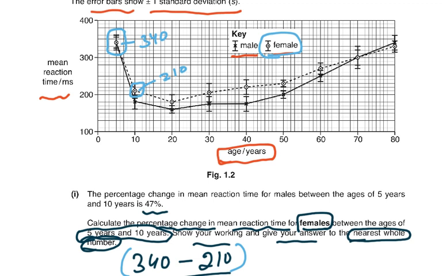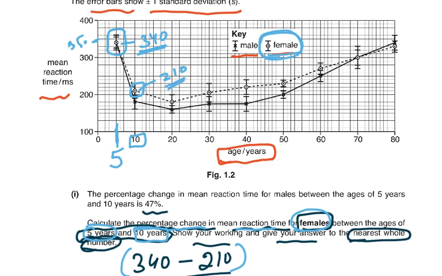It's very easy to do this calculation because it said calculate the percentage change in mean reaction time for female. So you have to circle the female. This is what I've just done. And between the ages of 5 years, so here we are at 5 years, and then it said 10 years, so here we've got the 10 years. In between this, you can see the female is 300, this is 300, so this is 350, and then of course you've got to figure this out, so this would be 340, and then this was 210.